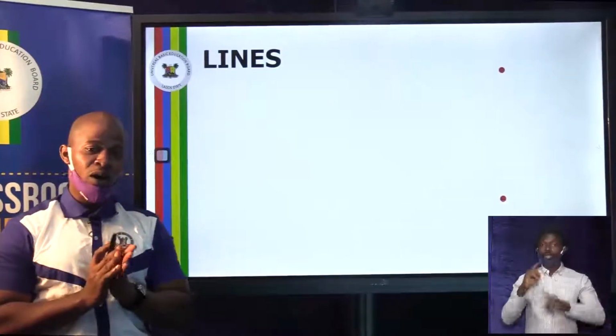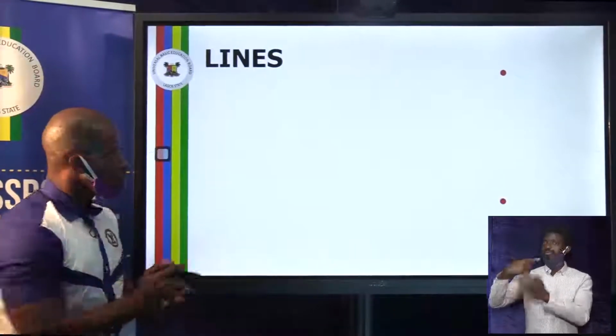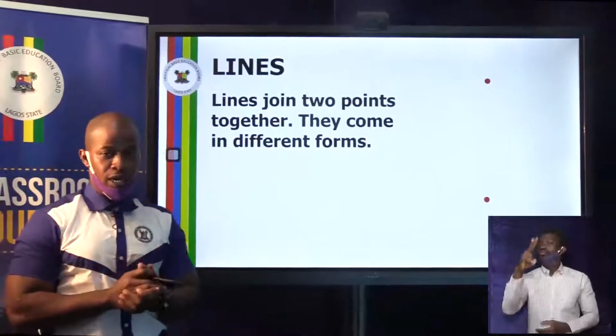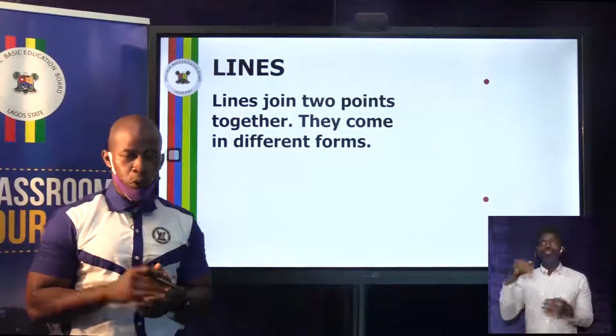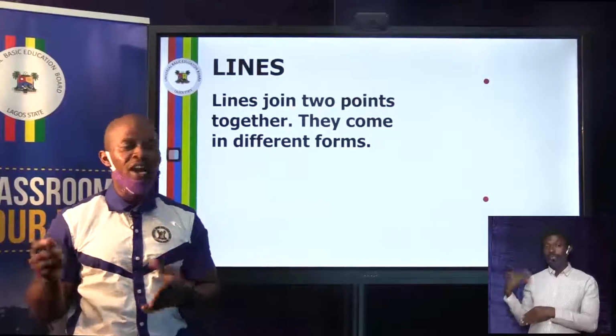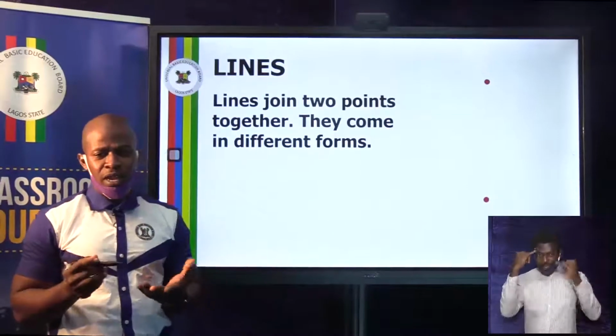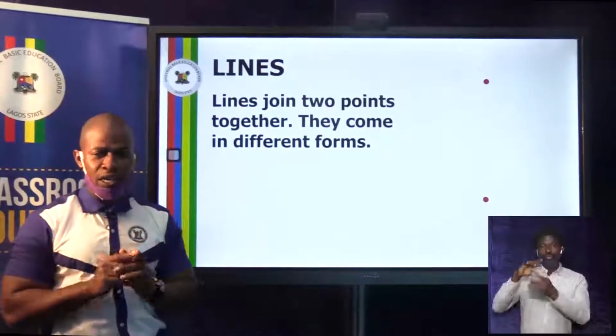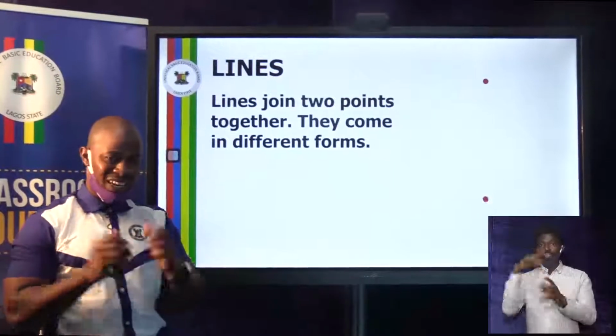Now we can talk about lines. What are lines? A line joins 2 points together, and I'm sure you've seen lines before. You probably are imagining it in your head right now. Oh, line. But any shape that you use to join 2 points together is what you call a line.